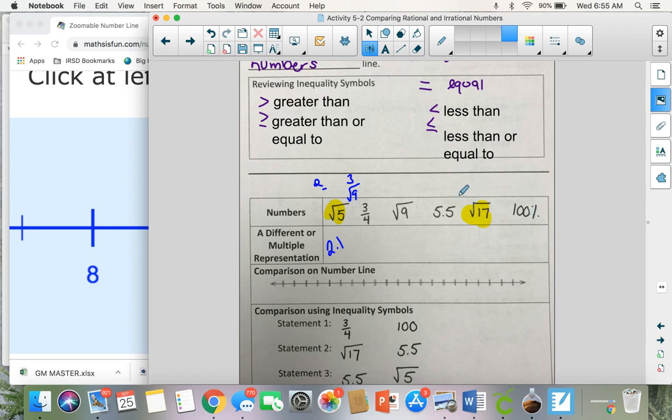Okay, great. So the perfect squares before and after the square root of 17 are the square root of 16 and the square root of 25. The base of the square root of 16 is 4. The base of the square root of 25 is 5. So 17 is closer to 16, so a good approximation here would be like 4 and 1/10. Okay, now I know that the square root of 9 is a rational number. What's the base of the square root of 9? That's right, it's 3. And then I have my 5 and a half.